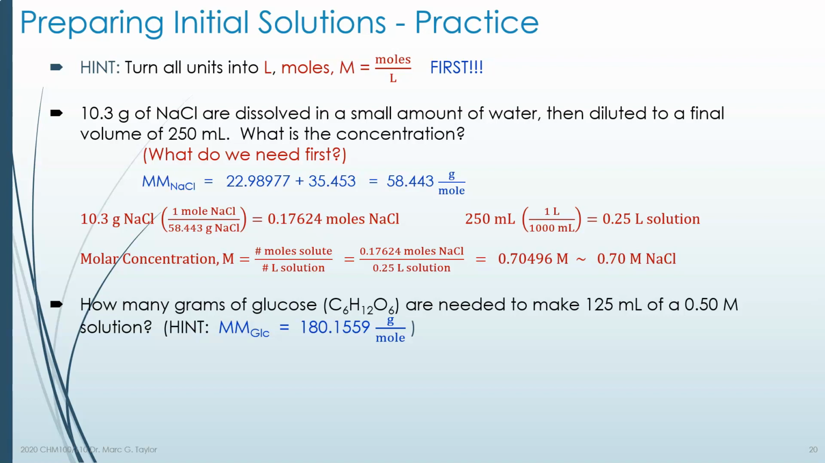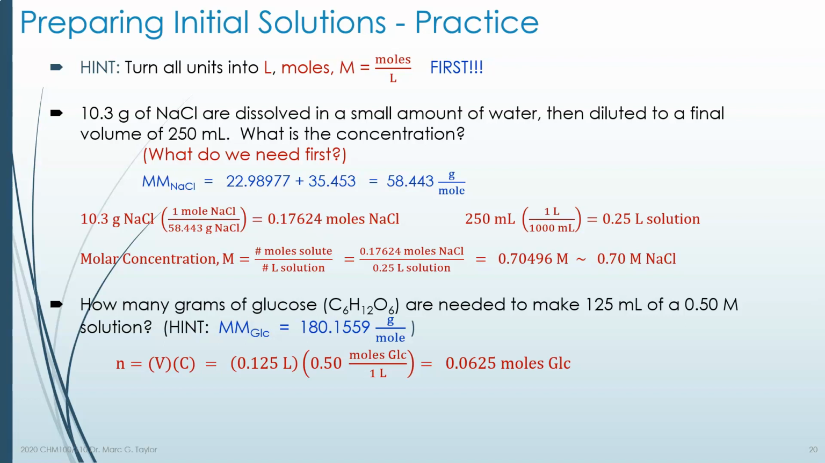Now I've given you the molar mass of glucose, so if you add the molar mass of 6 carbons plus 12 hydrogens plus 6 oxygens, you'll get 180.1559 grams per mole, or that many grams per 1 mole of glucose. So first we need to figure out how many moles of glucose we need. Well, we have a volume, and we know it in liters, 0.125 liters. And we know our concentration, 0.50 moles per 1 liter, or moles per liter. The liters will cancel, and we'll be left with 0.0625 moles of glucose.